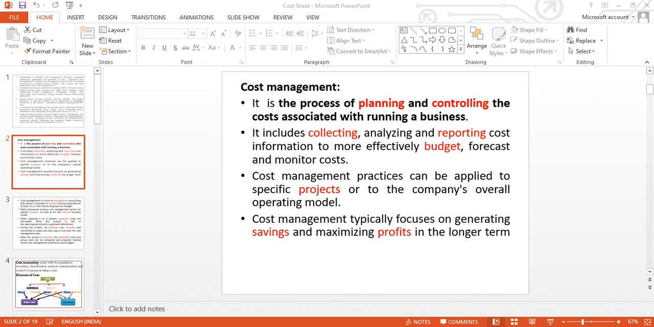So it includes collecting, analyzing and reporting cost information to more effectively budget. So here what you have to do every year, you have to create the budget. So in management accounting, you have studied about how to prepare cash budget, how to prepare flexible budget, how to prepare production budget, operating budget, sales budget, various kinds of budgets we can prepare.